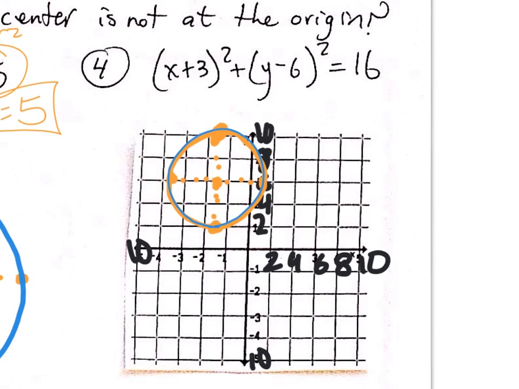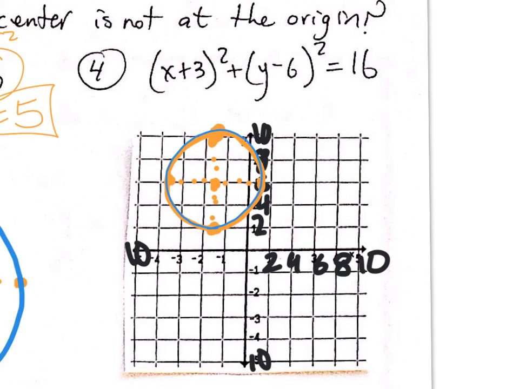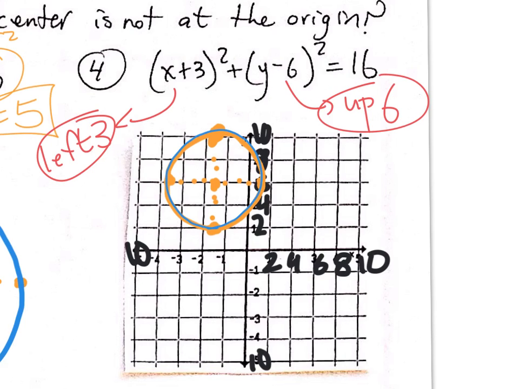Spoiler alert, there's the answer. So let's see, what does this tell us? Y minus 6, so that's going to be up by 6. The center is being moved up by 6. X plus 3, the center is being moved left by 3. So we have a new center, and that is negative 3 comma 6, which is, so I definitely switched these to 10s here.